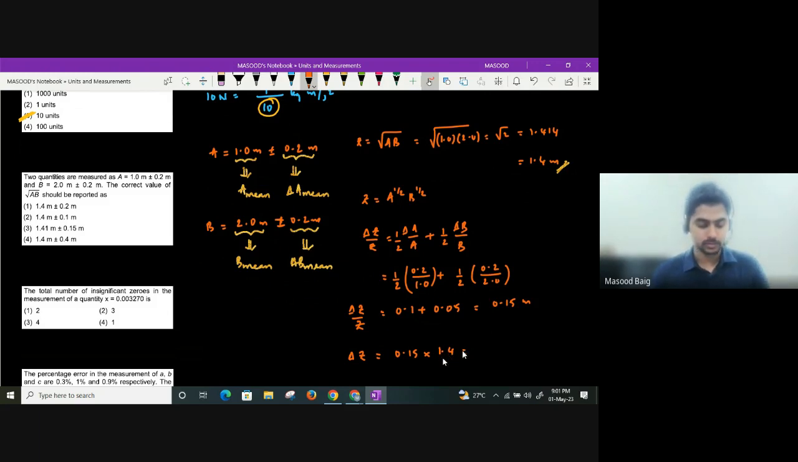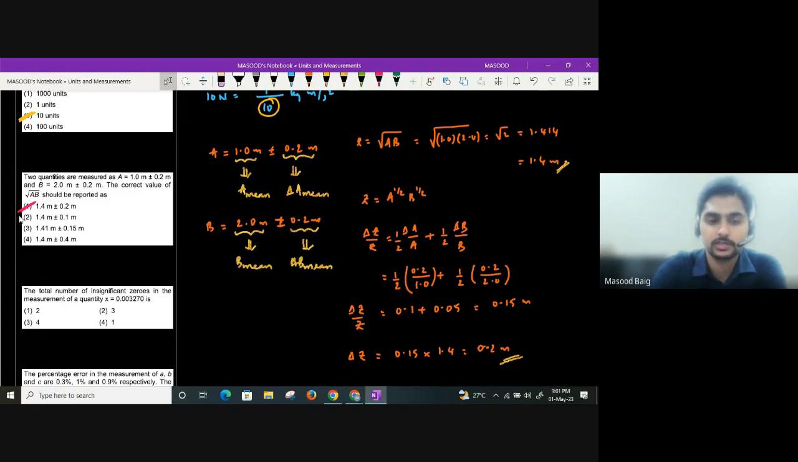14 into 15. How much are you going to get? 196 is 14 square. Yes or no? Will you get it as 2? Yes or no? So I think you'll get it as 0.2, I guess. 15 square is 225, no, yaar? So I can write it as 1.5 into 1.4. 1.5 into 1.4 will be 2. So you'll get this as 0.2, beta. So our answer should be 1.4 plus or minus 0.2 meters. Clear? 1.4 plus or minus 0.2 meters should be the answer for this.